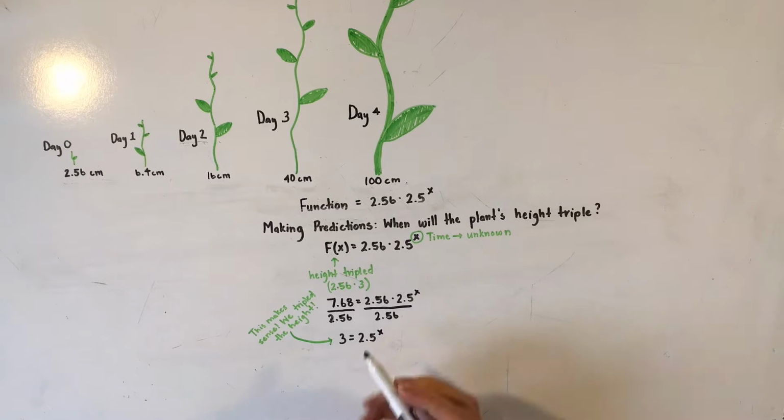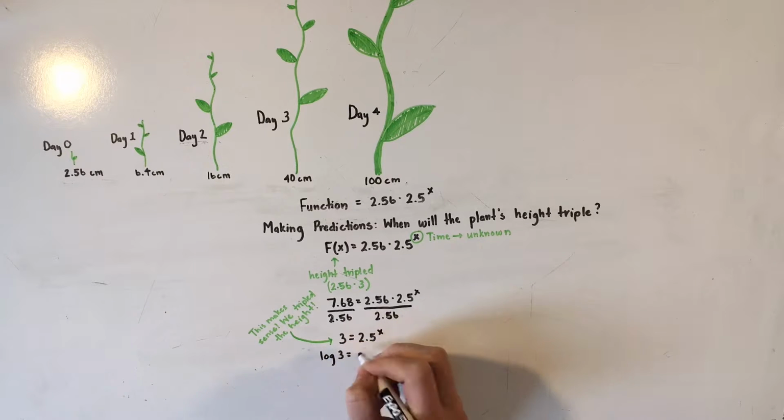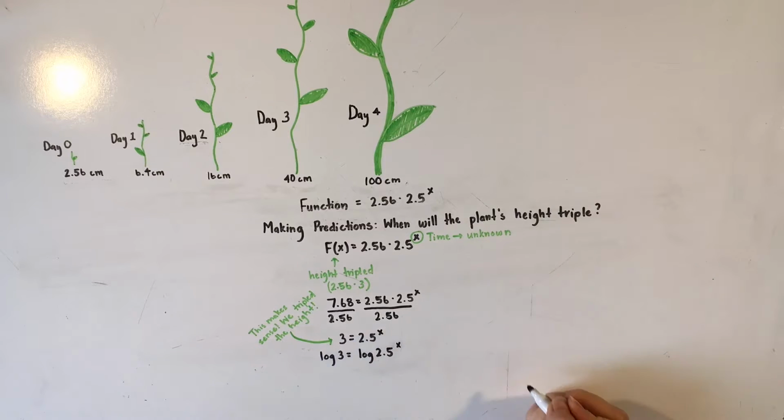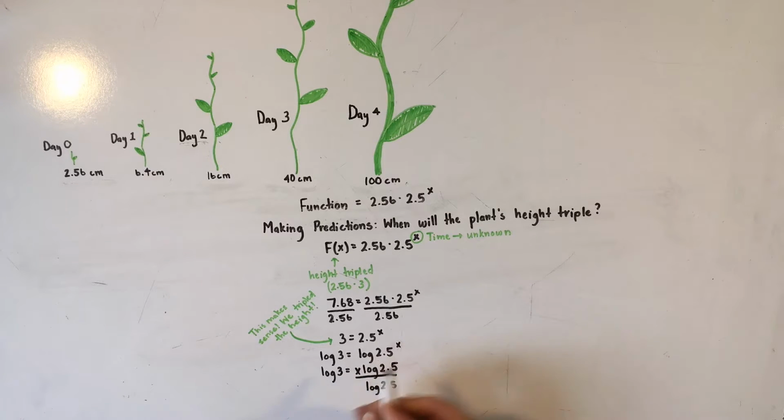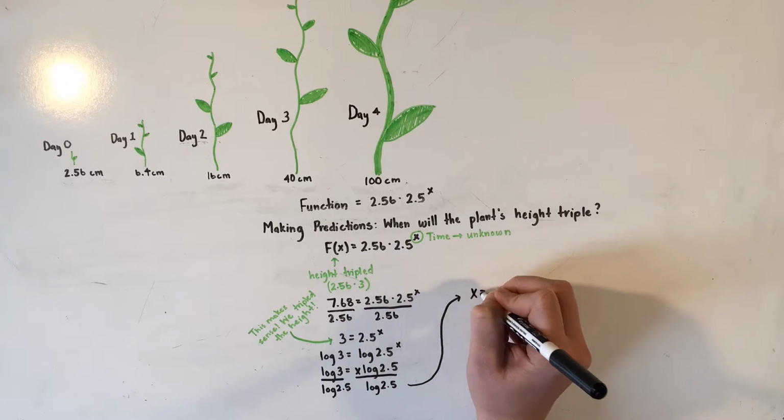Take the log of both sides so that you can use our logarithm properties to take the x out of the exponent and put it out in front of the log. Now simply divide both sides by the log of 2.5. Since your logs are in base 10, you can use a calculator at this point to approximate your answer.